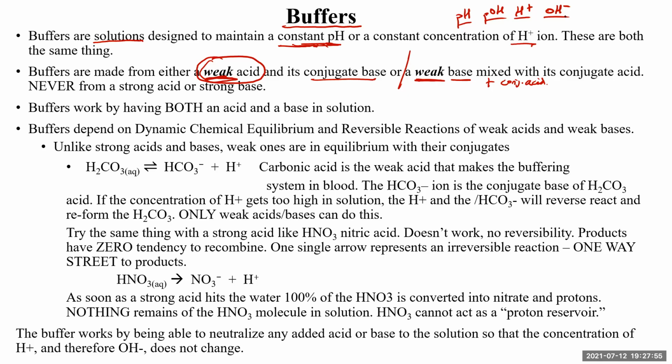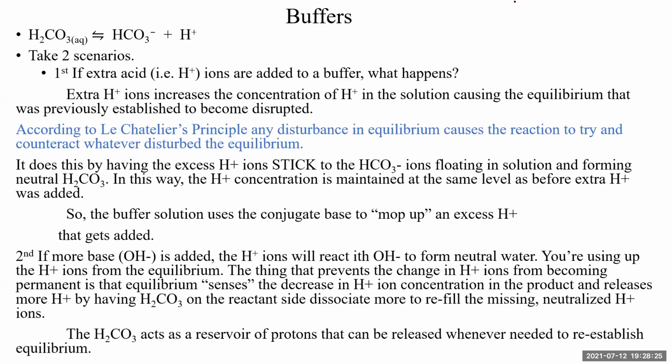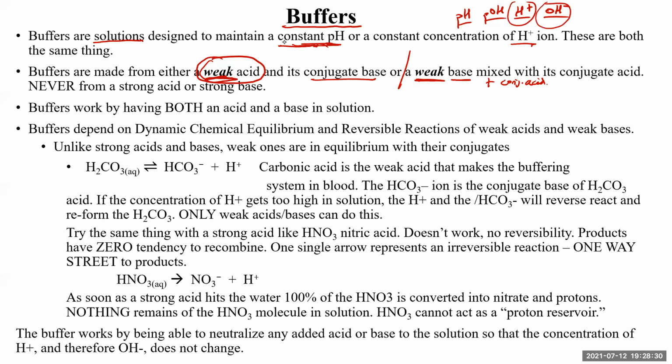I could have easily said a buffer is a solution designed to maintain a constant hydroxide ion concentration. And it would be equally valid, because by doing that, it would also be keeping a constant pH and a constant pOH and a constant everything. All of these parameters are constant. If one is constant, they're all constant. If one changes, they all change. So a buffer is just something to prevent change. That's what a buffer is there for, to make sure nothing changes about those particular acid-base ions.